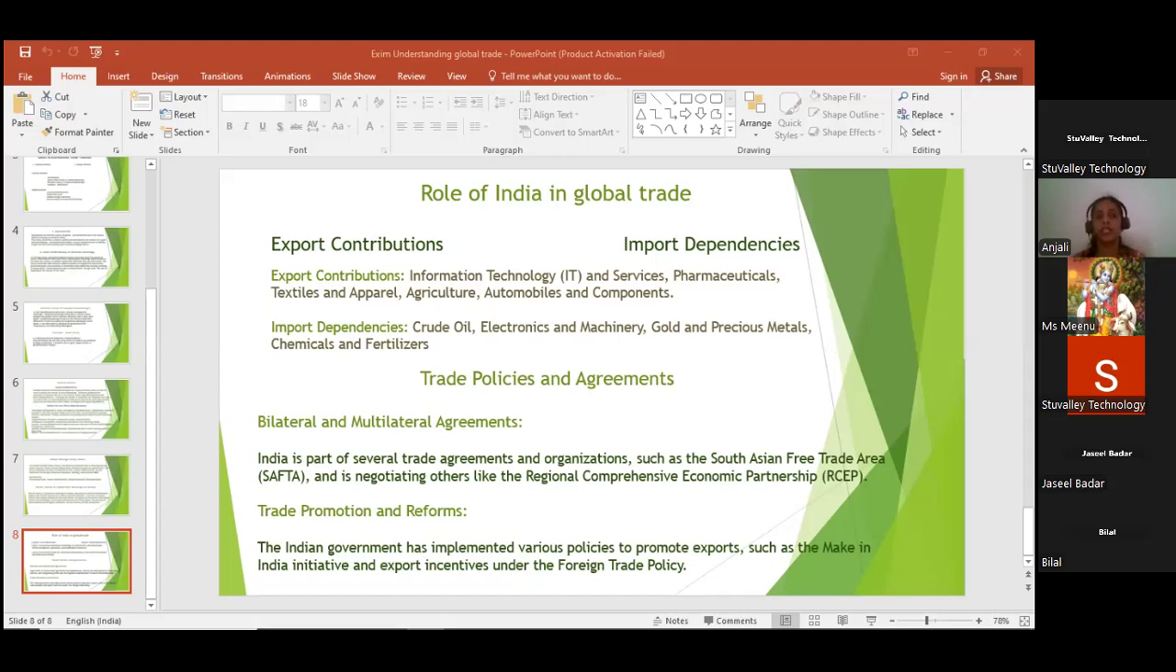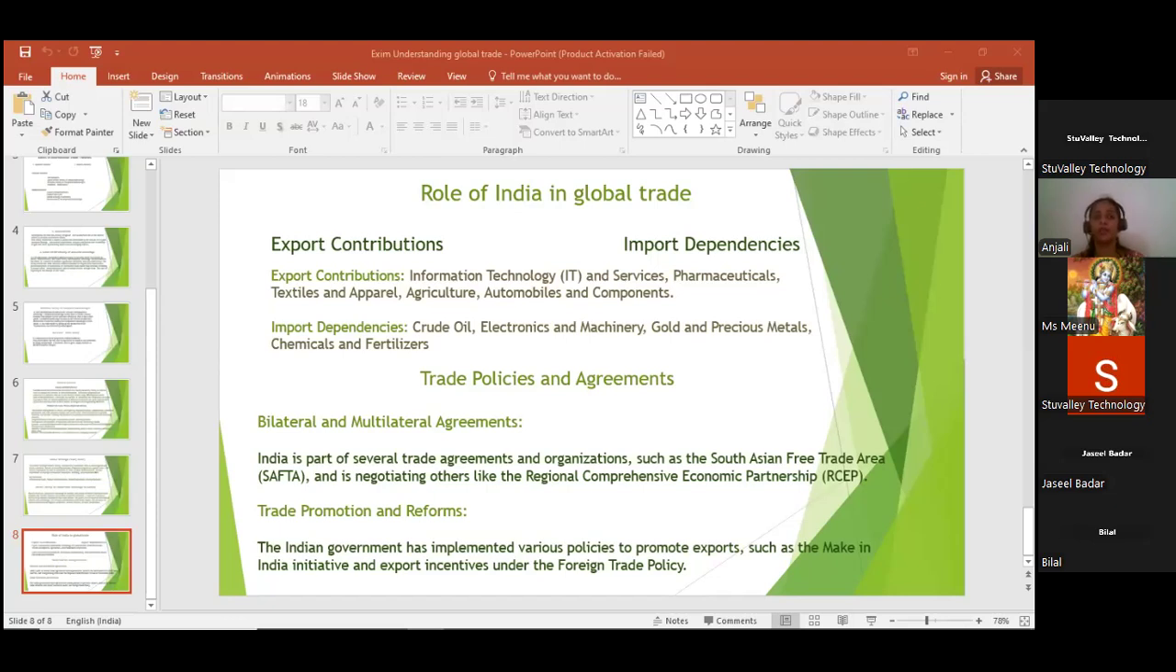First, what are the export contributors? What we are contributing to other countries, that is, what we are exporting. First is IT technology, the information technology services we are providing to foreign countries.